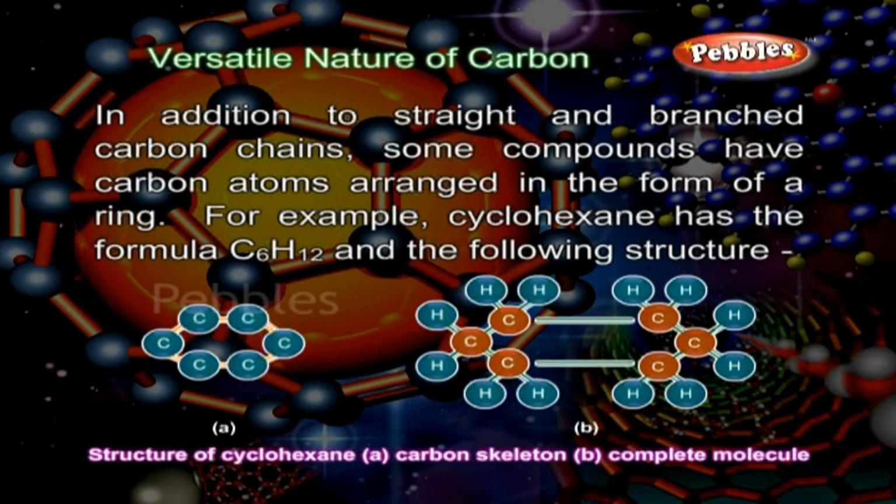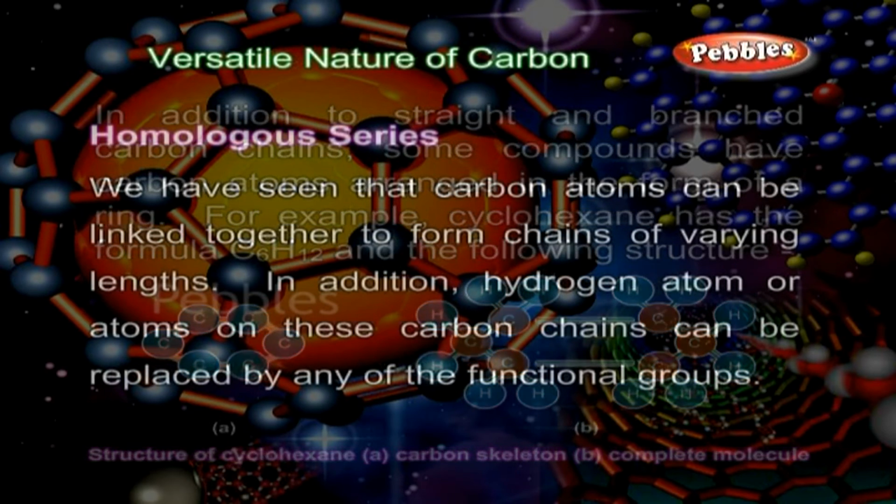In addition to straight and branched carbon chains, some compounds have carbon atoms arranged in the form of a ring. For example, cyclohexane has the formula C6H12 and the following structure.